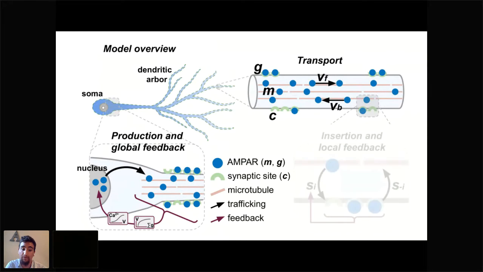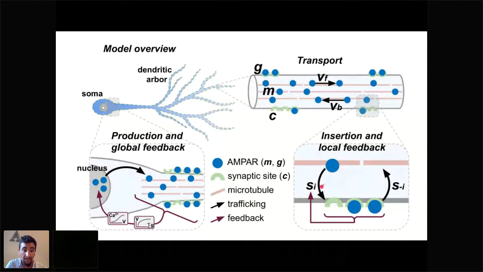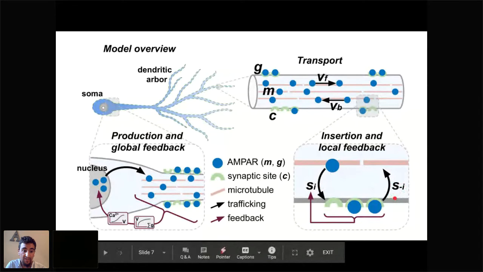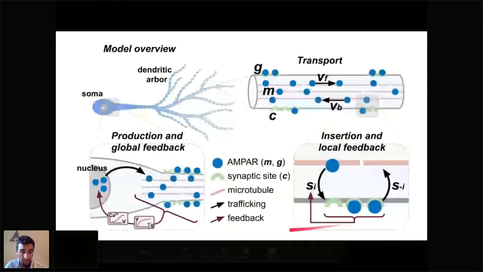Lastly, if we zoom into the membrane itself, we could see what cargo insertion looks like. Cargo is activated from M to G with some rate, activation rate, S_I, and cargo is inactivated from G to M with some inactivation rate, S_-I. The concentration of receptors in a local environment regulates S_I, but there's more on that later.